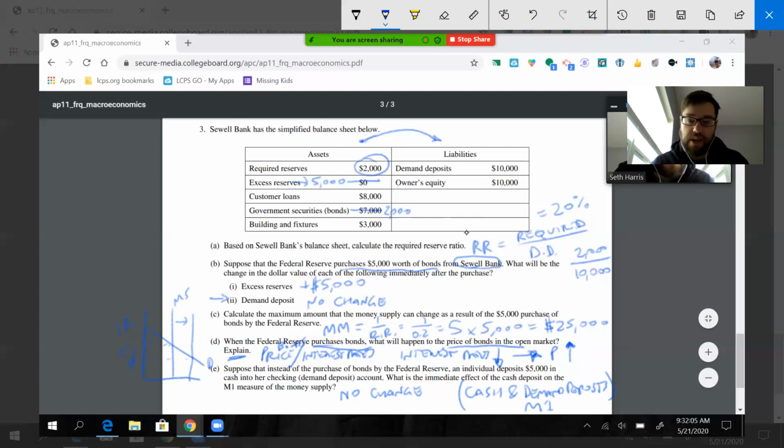So any question like that where somebody's depositing or even withdrawing and they ask about M1, right? There's no change to M1 because both those categories are considered to be part of M1. So you're just changing the composition.